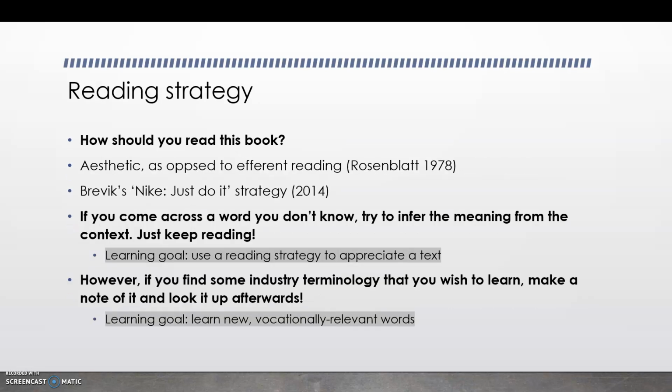Reading strategy. How should the pupils read this book? Obviously, it's a lengthy book, so the aesthetic approach, as opposed to an efferent approach that Rosenblatt was talking about, or Brevik's Nike Just Do It strategy. So overall, I think the pupils should be reading for enjoyment, and if they come across a word they don't know, just try to infer the meaning from the context, but most importantly, just keep reading. Just jump over what you don't know.